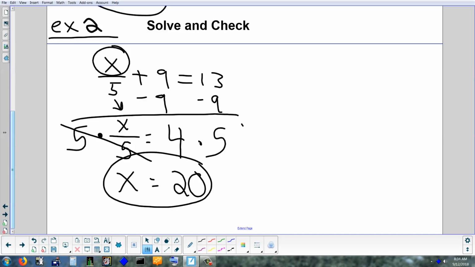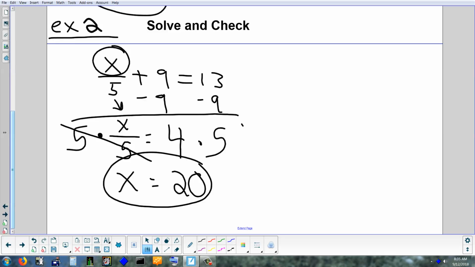Look at the directions for this problem. You have to check it. Solve and check. So these 2-step ones we haven't had to check yet. But again, on the test, make sure you pay attention to the directions, like I told you guys all week. You're not going to have to check all of them, but maybe 4 or 5 of them, something like that. So just make sure you pay attention to the directions.